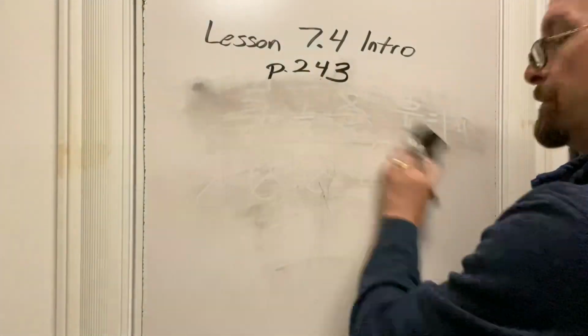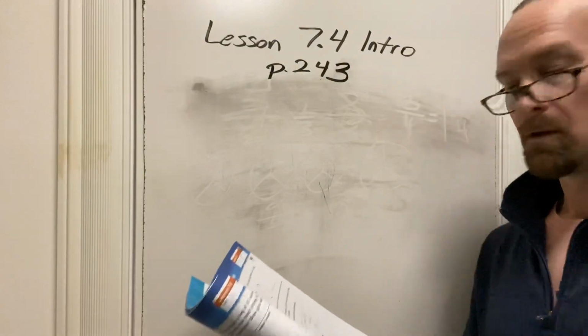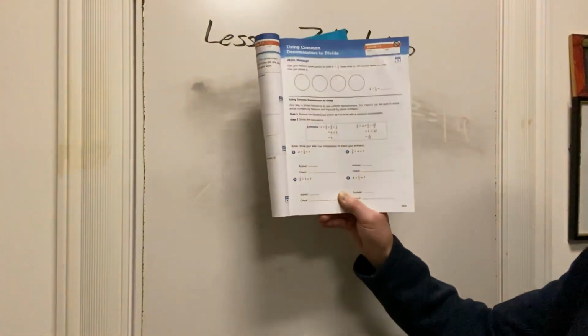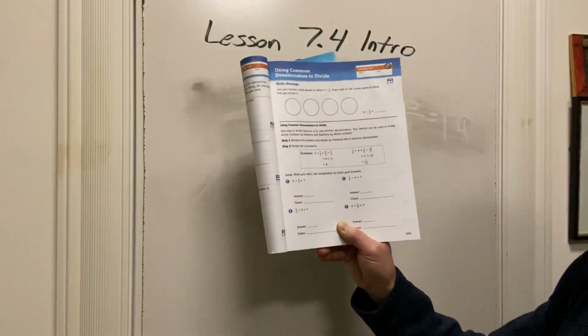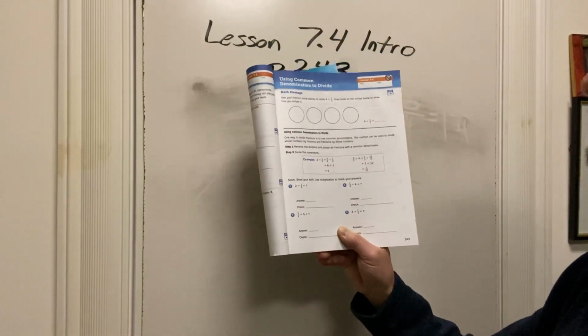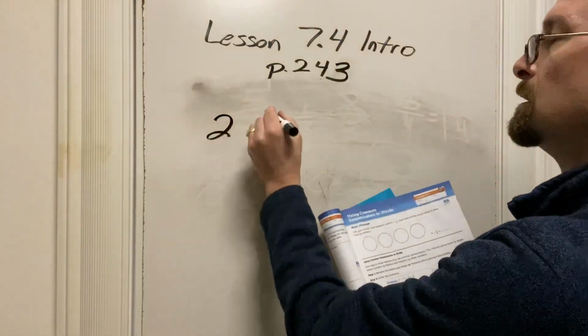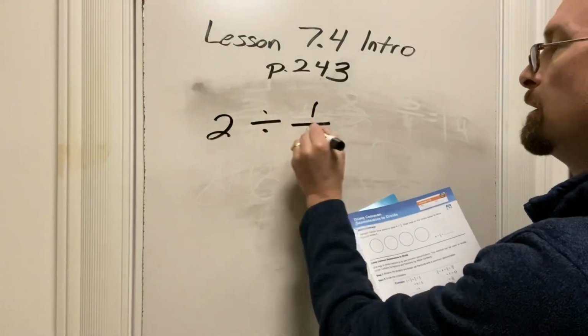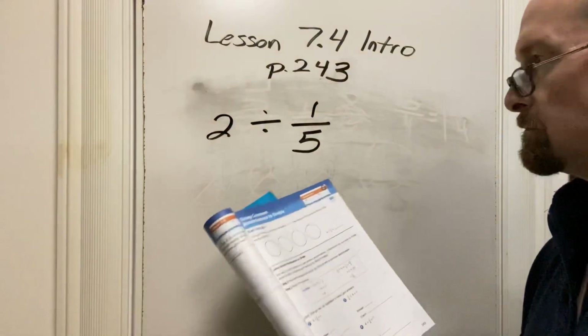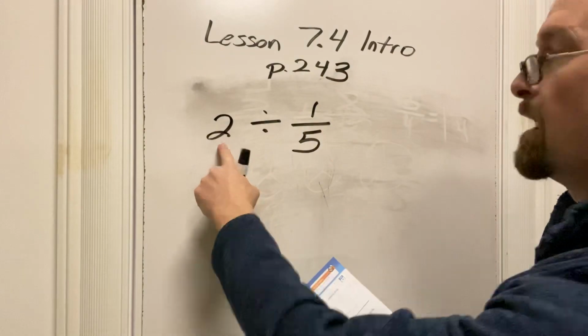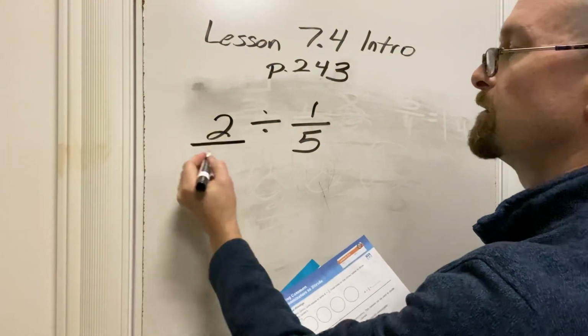All right. Next, using the common denominators to divide. So I'm here in the bottom half of 243. We've got 4 problems. Let's do number 1: 2 divided by 1/5. We've got to get the same denominator. So we want this denominator to have a 5. So I'm going to put a 5 down here.